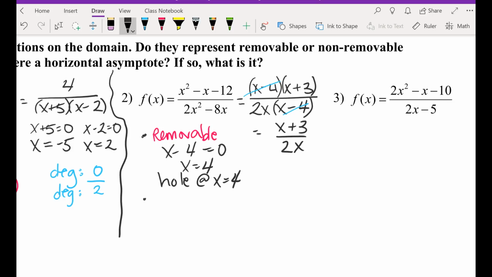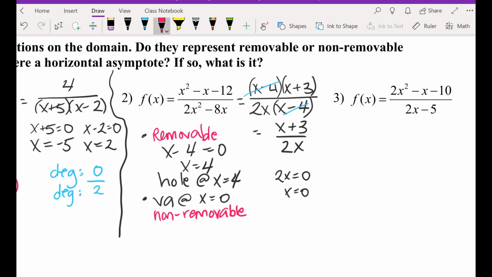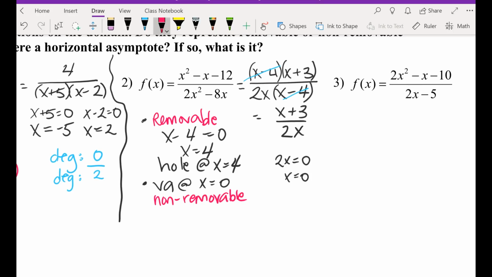Now we can go ahead and solve for the vertical asymptote. We take the denominator, set it equal to 0, so x is 0. Vertical asymptote at x equals 0. This is non-removable. So a couple things to note. Always find the hole first. So if you can cancel a term from the numerator and the denominator, and remember, when you do that, it just leaves you with 1, that's your hole, and then you find the vertical asymptote.